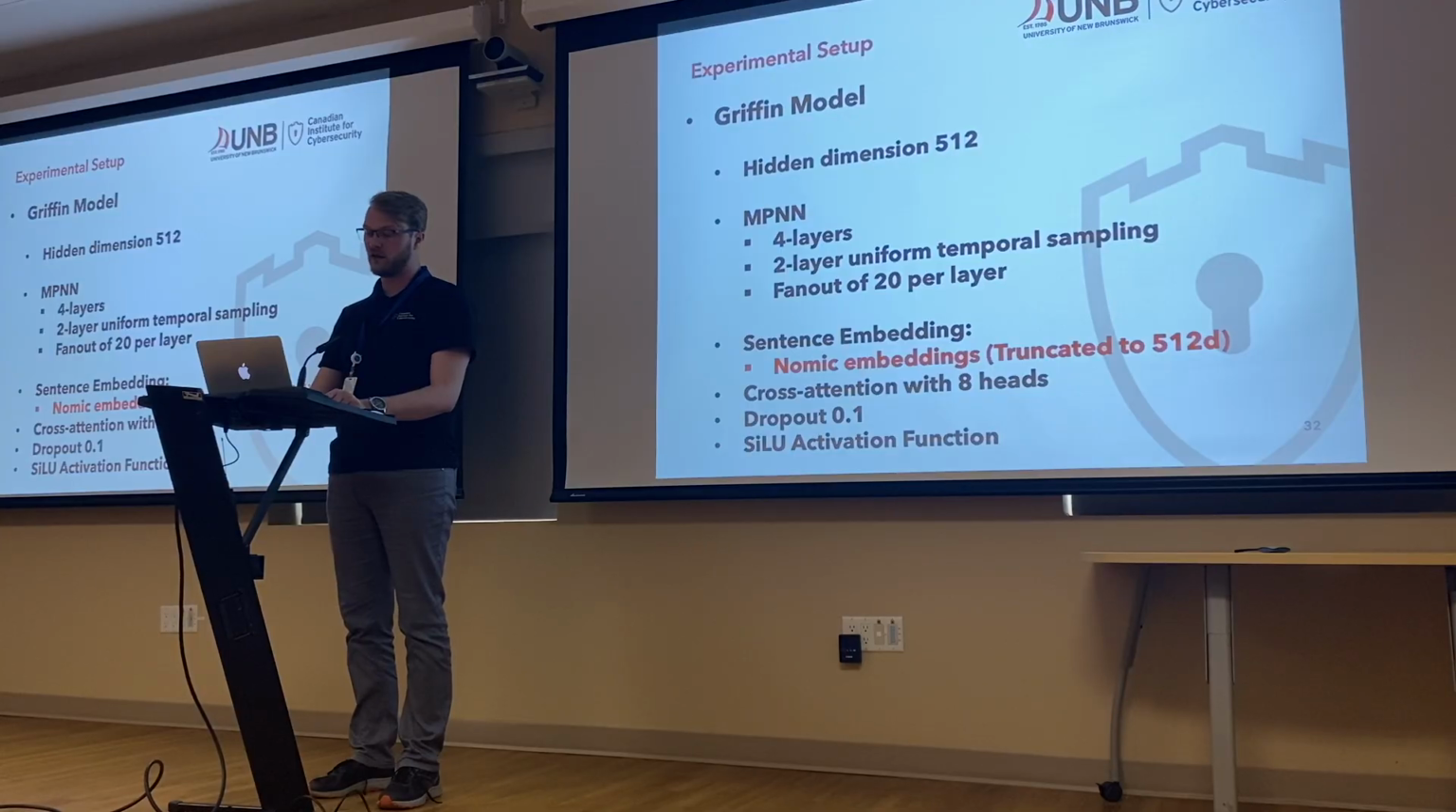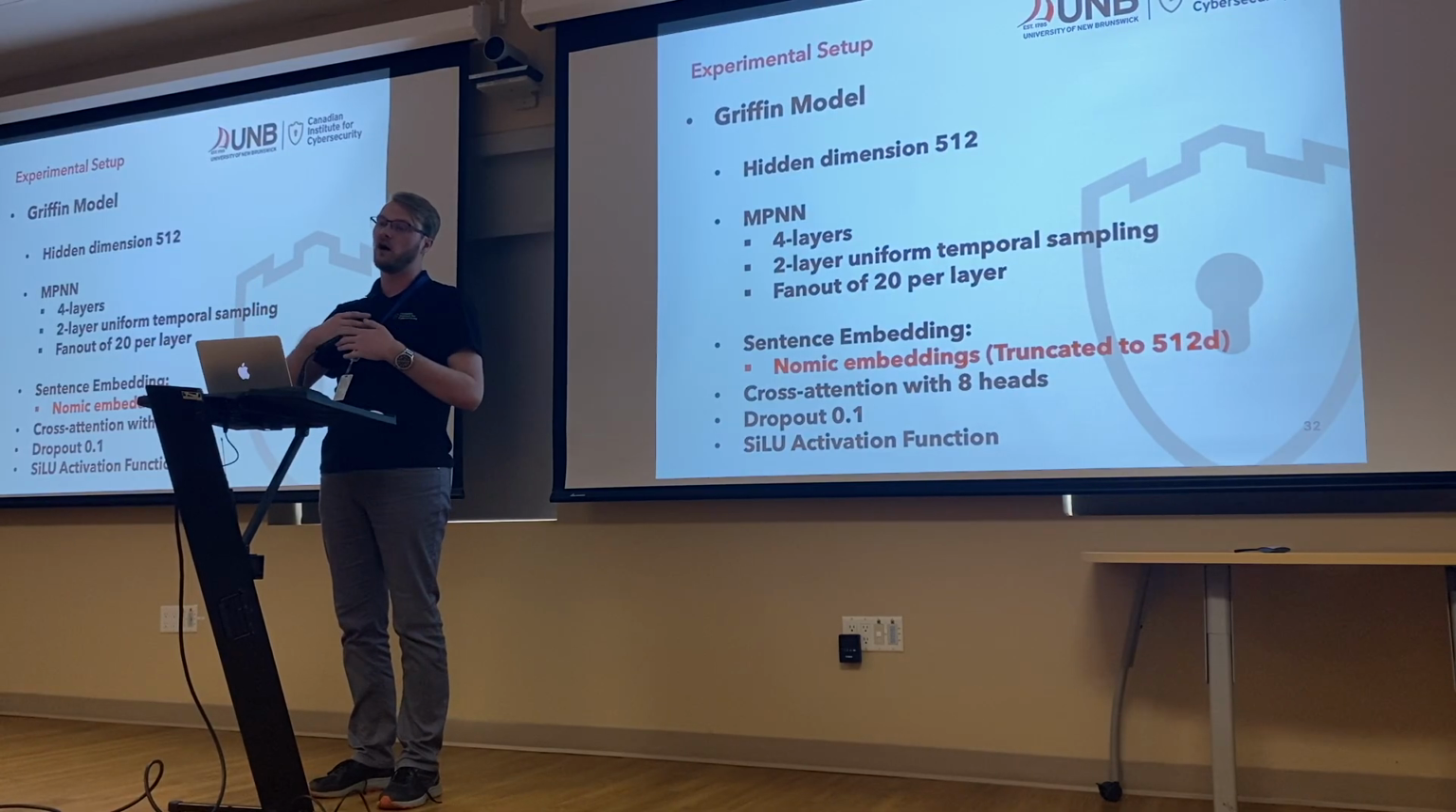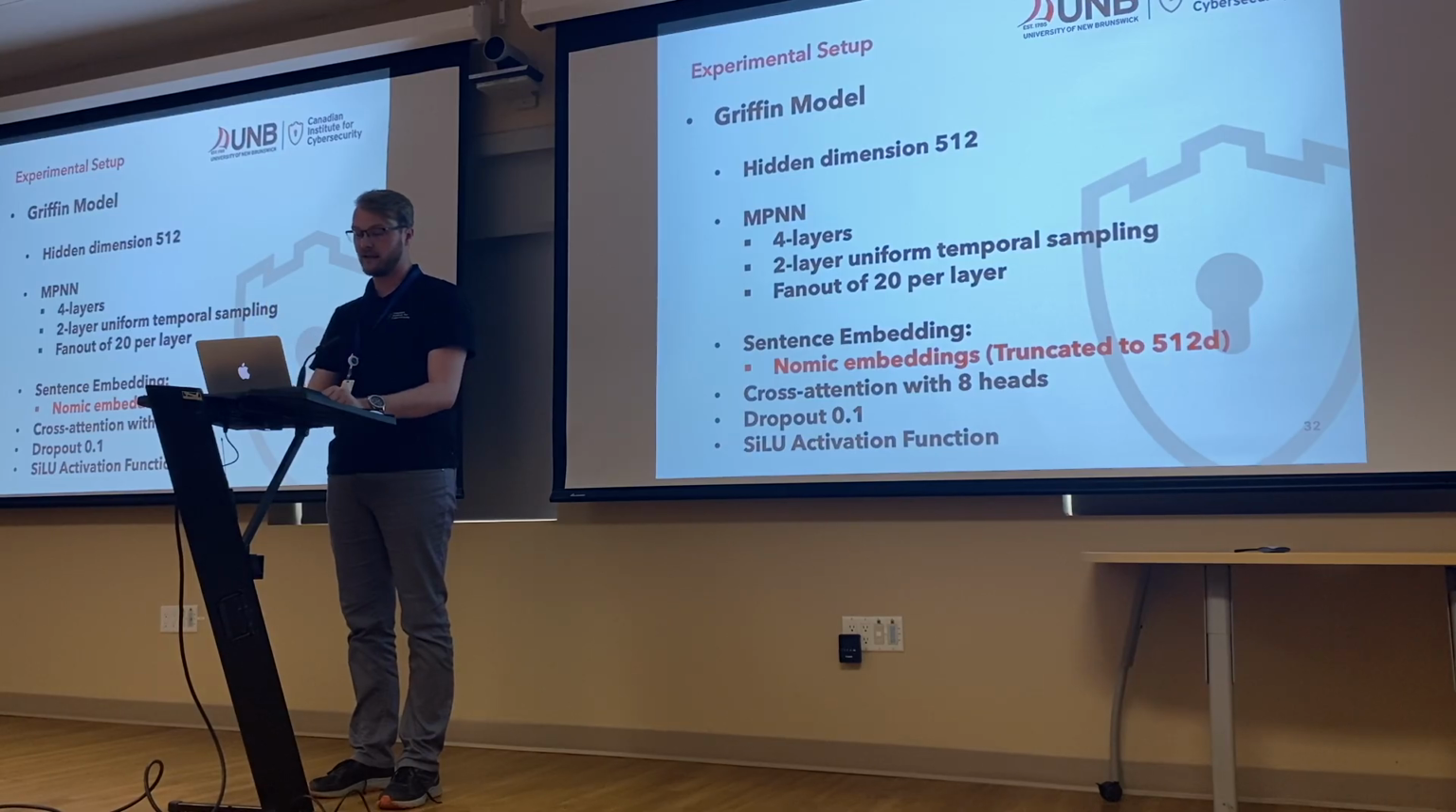The Griffin model itself, they state that it has a hidden dimension of 512. For the message passing neural network, it has 4 layers, and 2 layers are basically used to perform the uniform temporal sampling across all the relevant samples. They have a fan out of 20 samples per layer. So here I guess they just pick 20 random samples as good approximations from all of those that have been non-hierarchical or non-temporally masked. So that's good.